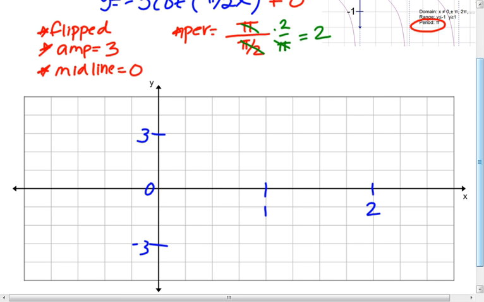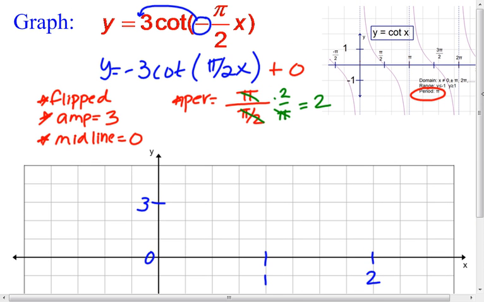Then I'm going to follow cotangent's normal curve up here. I'm going to follow the pattern, and I know this is a little small, but you have yours to look at. This much is one full period, so that's all I really need to graph. That's one full period, and that's all I need to mark on my graph.